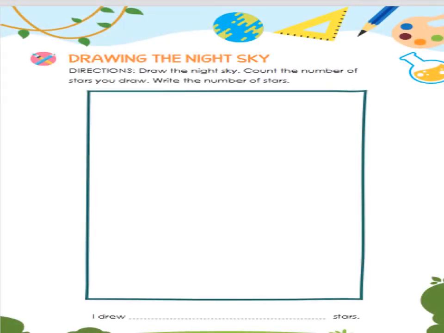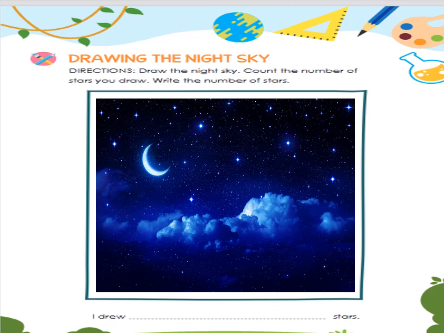Drawing the night sky. Draw the night sky. Count the number of stars you draw. Write the number of stars. For example, this picture, I draw 14 stars.